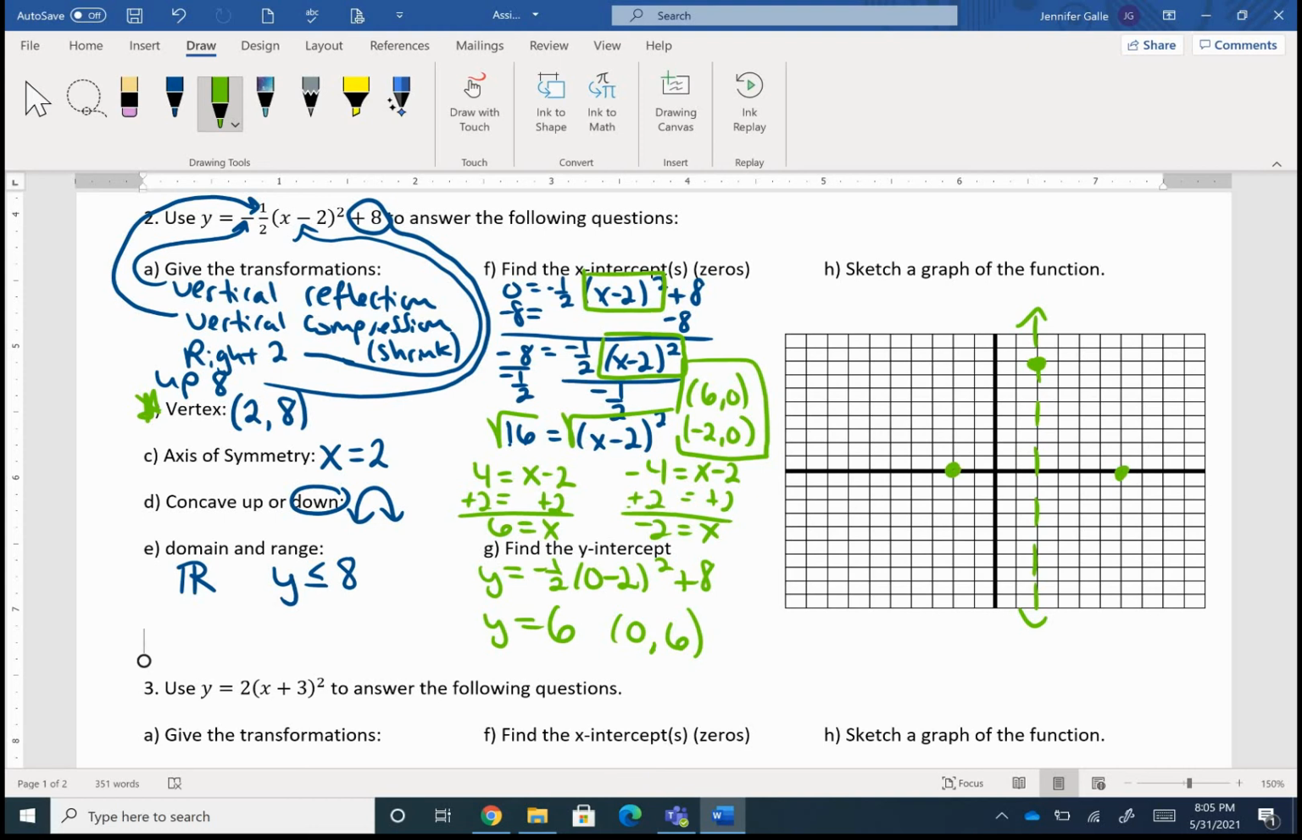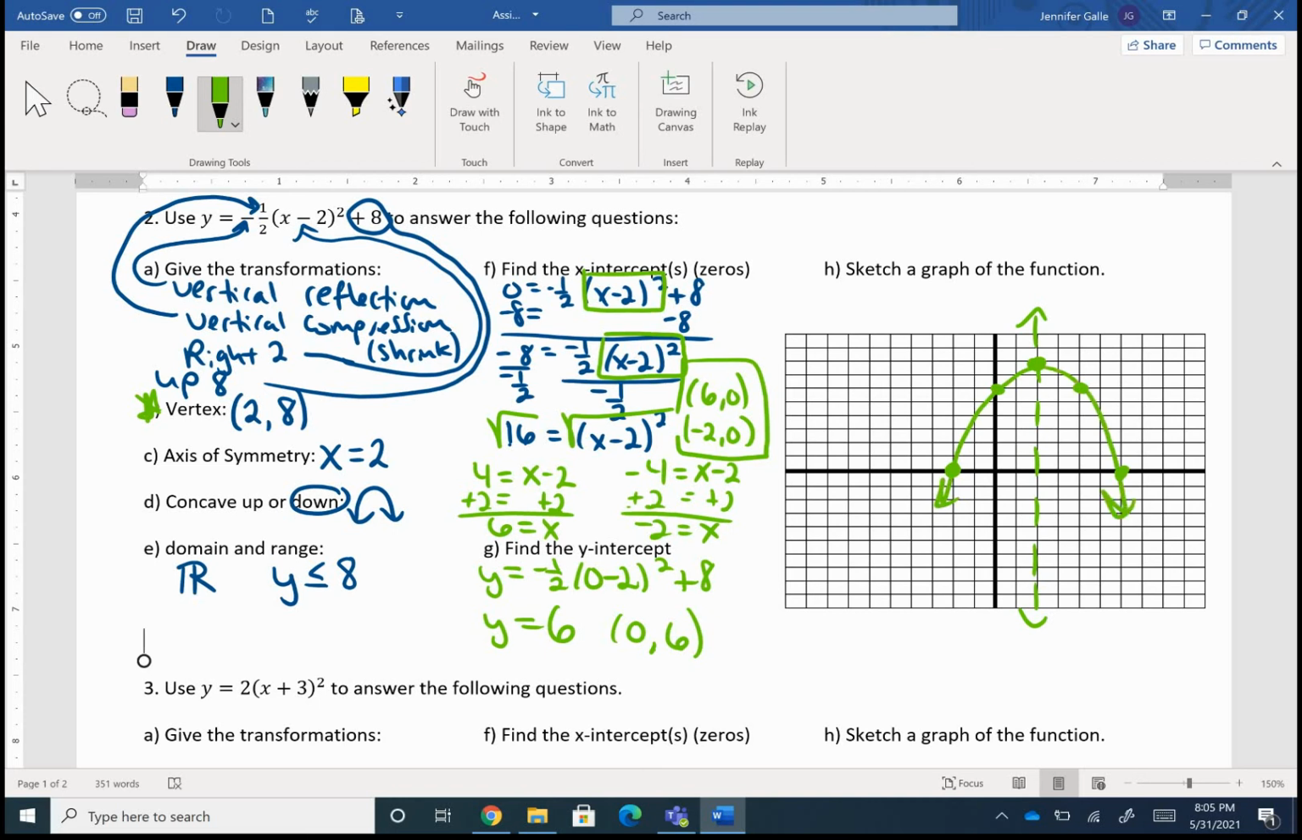Remember, if you fold your graph in half, the two sides should match. So if your x-intercepts aren't matching up, if you were to fold your graph in half on the axis of symmetry, then something's not quite right. Our y-intercept is 6. It's 2 away from the middle. So now on the right side, I go 2 away from the middle.